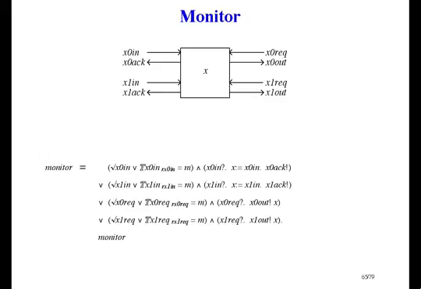Here's its specification. There's one line like this for each input channel to the monitor. Each of these lines serves one request to assign to x, or to read x. And they're all disjoined together, so at least one of them has to be satisfied, and then the monitor repeats endlessly. The first line is for process 0 to assign to x. The action performed is to read the value to be assigned, then to assign it to x, then to send back the acknowledgement.